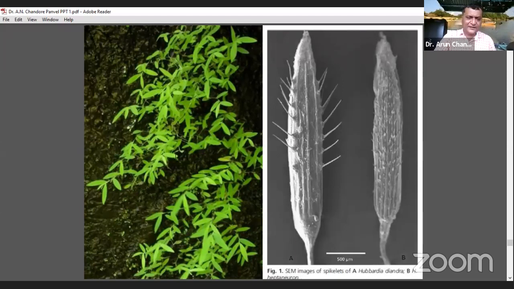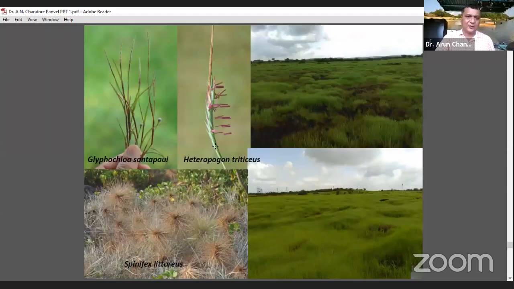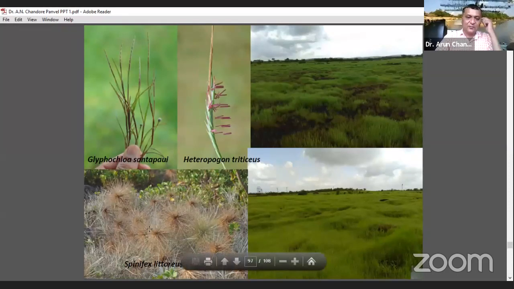You see another genus. This is the habit of Glyphochloa. Then Heteropogon. This is grassland. This Pinnisetum littoralis is found in the coastal region.